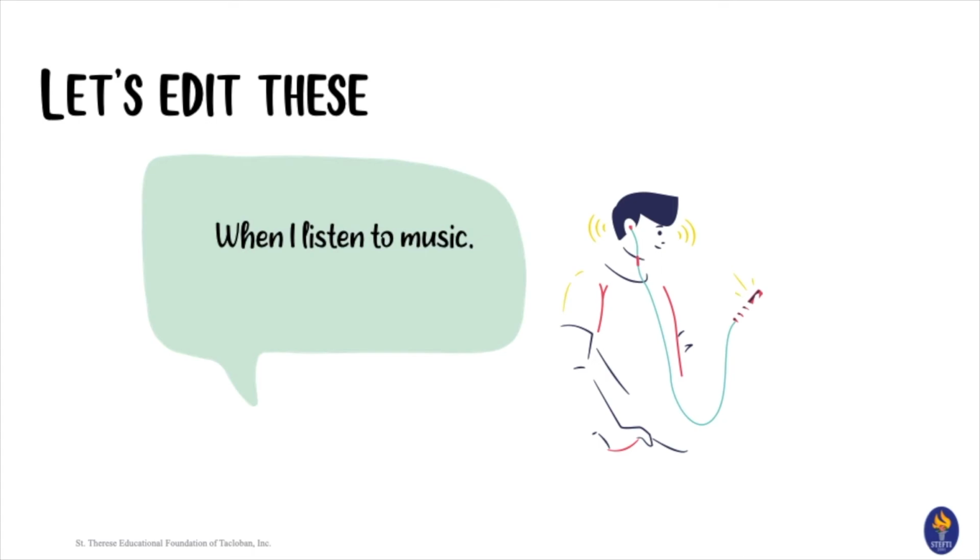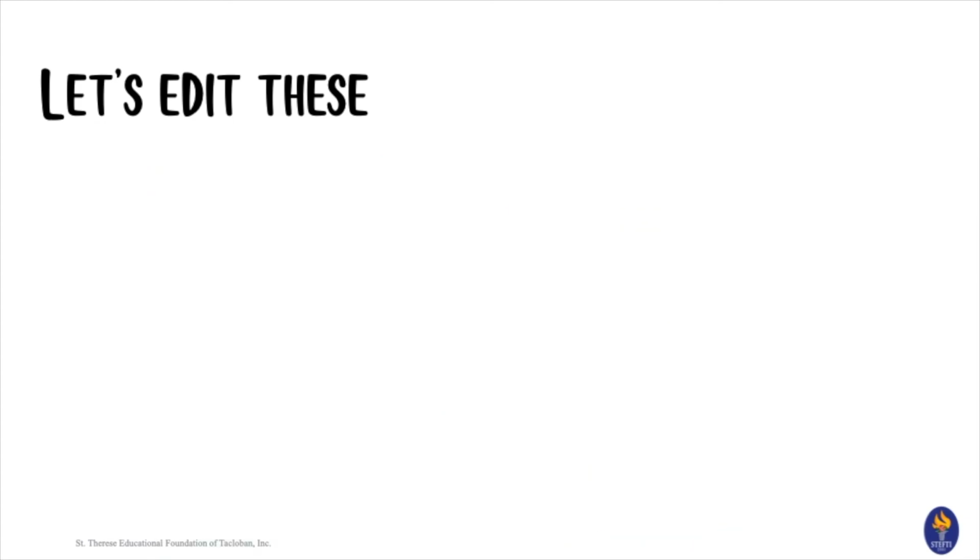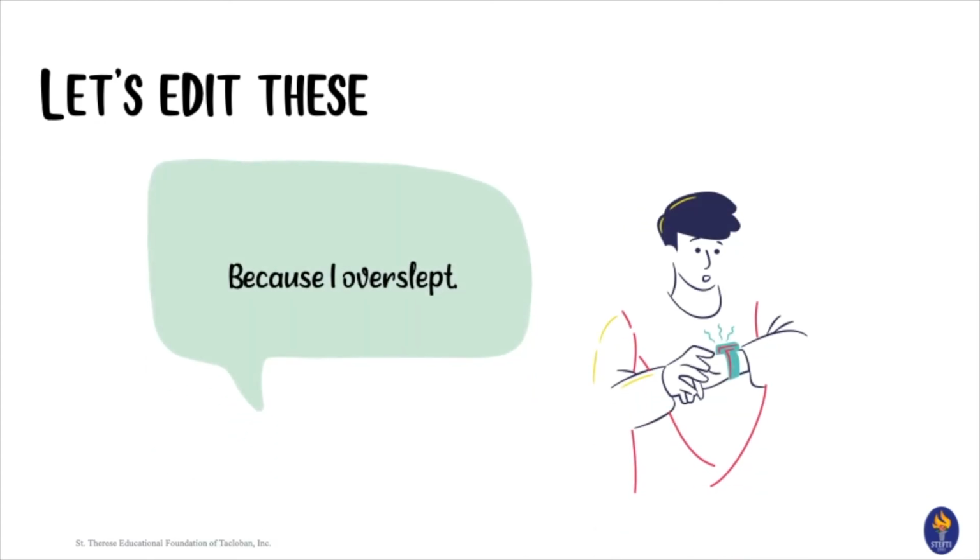How should we form a sentence out of this fragment? Same as with the first, we need to remove the period and add another group of words that would give this fragment a complete idea. When I listen to music, I like to pretend I'm in a music video. How about this one? This time, we need to add a subject before the fragment and correct the capitalization in order to form a sentence. I couldn't have breakfast because I overslept.